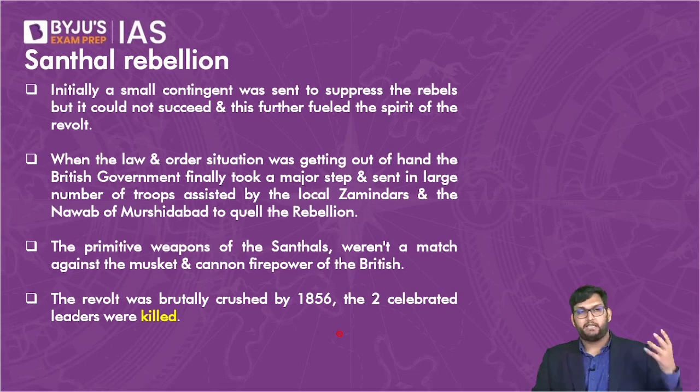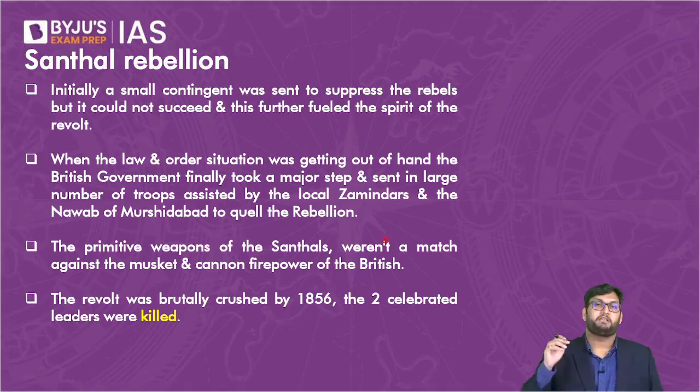However, the initial surprise wherein they will not be able to respond well to the Santhal uprising will be followed by the British calling up the military to actually control the Santhals. So initially a small contingent was sent to suppress the rebellion. They will not be able to succeed.